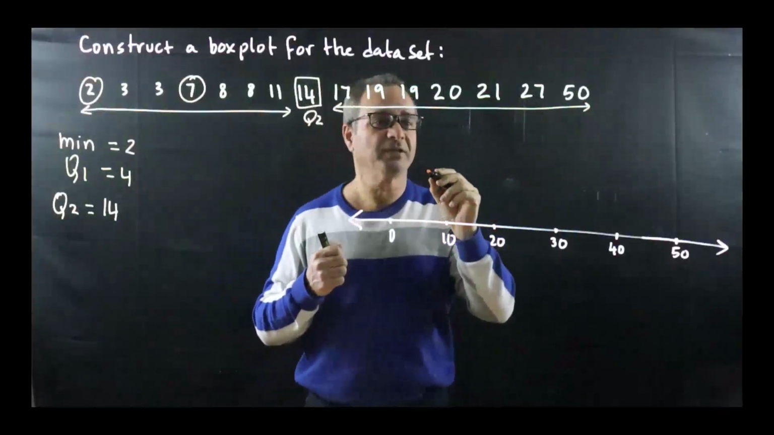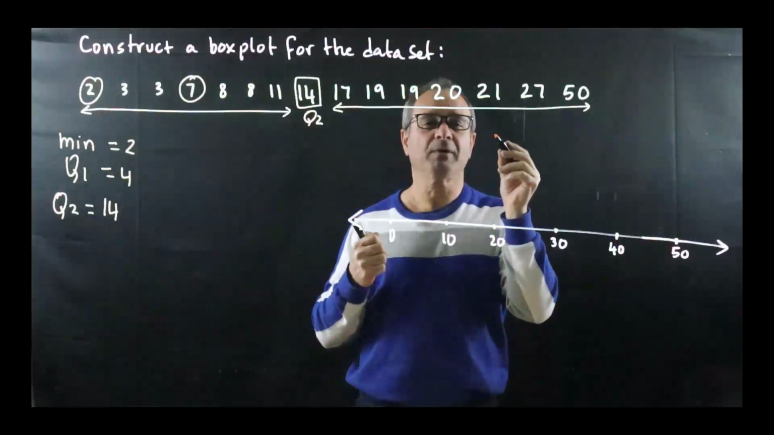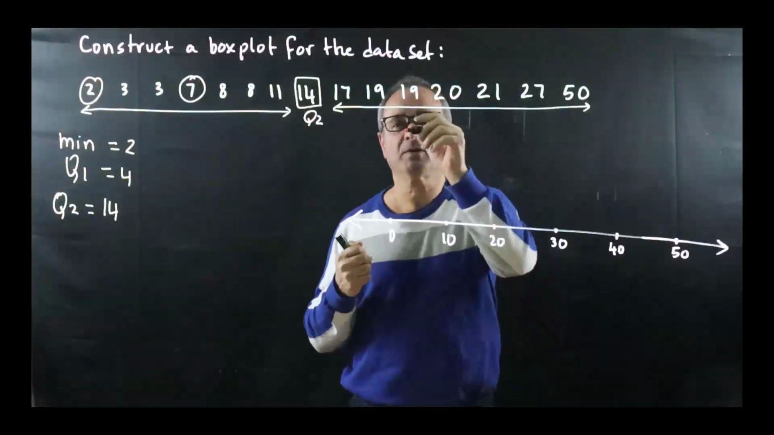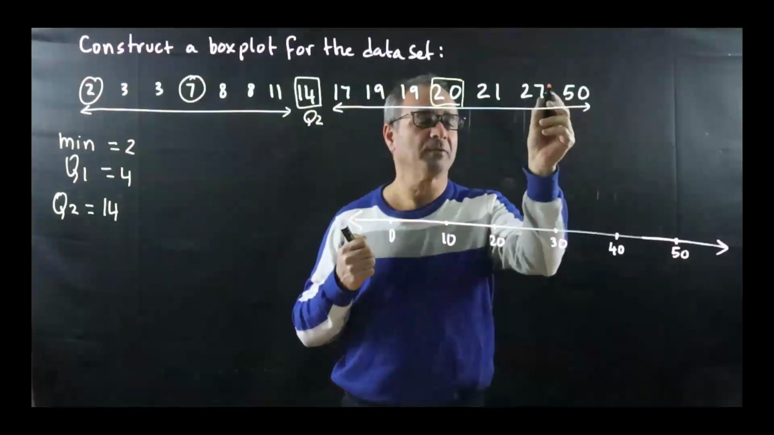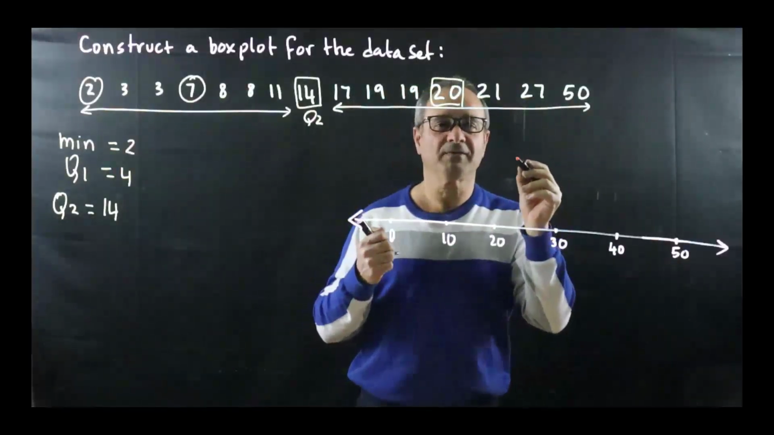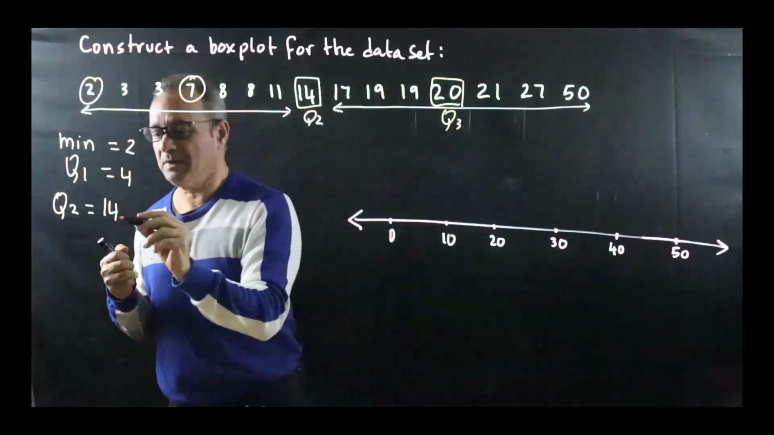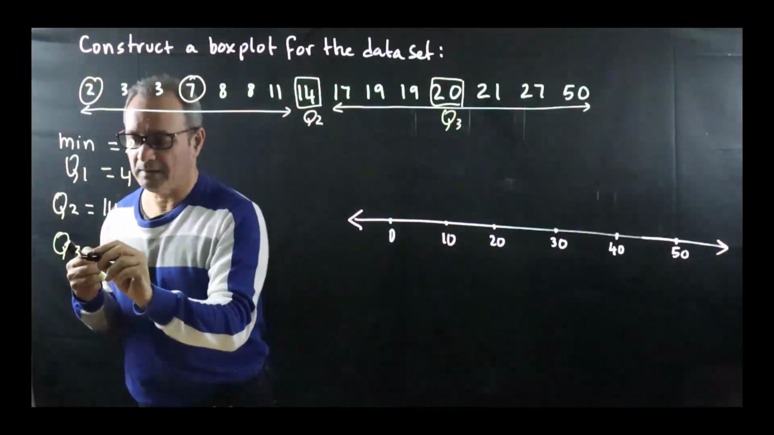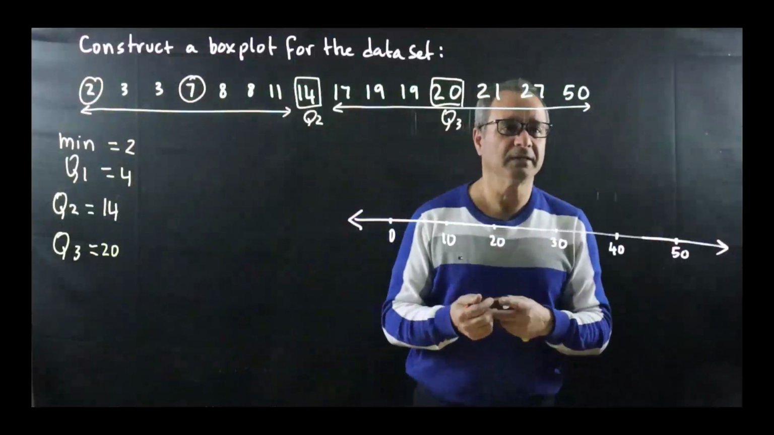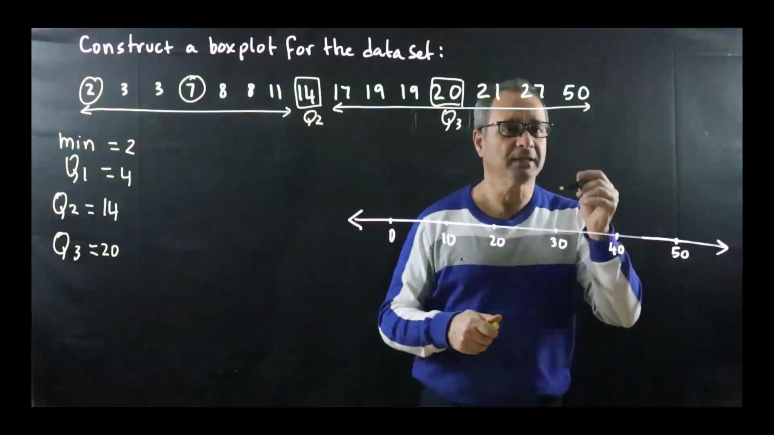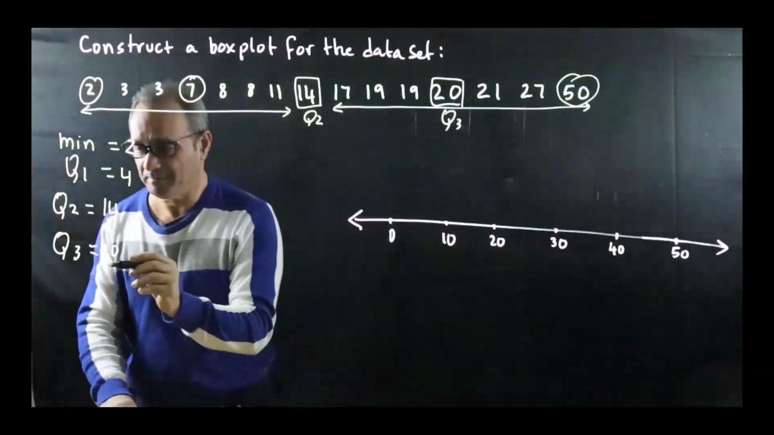Now, to find the Q3, we go to the second half above the median, and we find the value in the middle. So since I have 7 values, add 1, that will be 8, and divide by 2, it will be 4. Count 4 values, 1, 2, 3, 4. So it doesn't matter which side you count from, right or left, it's just going to be 20. So Q3 is 20. And of course, the maximum value is 50, right here. That is 50.